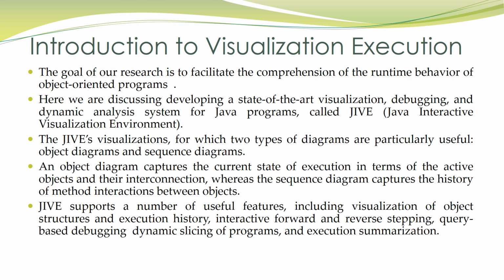The goal of our research is to facilitate the comprehension of the runtime behavior of object-oriented programs. Here, state-of-the-art visualization, debugging, and dynamic analysis of systems for Java programs are being conducted and developed in a Java environment, the Java interactive visual environment. Two types of diagrams are particularly useful: first, object diagrams, and second, sequence diagrams. The object diagram captures the state of the execution in terms of active objects and interconnections, whereas the sequence diagram captures the history of method interactions between the objects.